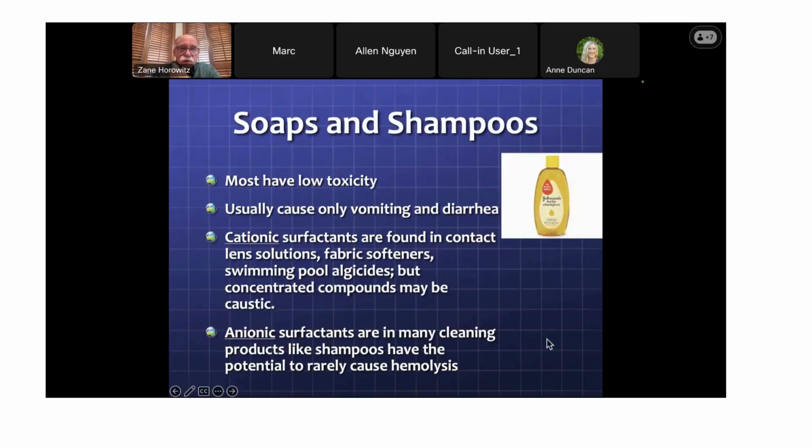Soaps and shampoos are generally low toxicity. If you drink a lot of them, you're going to get diarrhea, sort of an osmotic diarrhea. Again, the cationic substances can be a little bit more of a problem. Sometimes they're found for unique uses like swimming pool cleaners and stuff like that, and those tend to be more caustic. The anionic ones, and most of them, are usually unlikely to cause problems. I keep seeing references to it may cause hemolysis, but I've never heard of a case, quite frankly. But I guess they could ask that on a test.